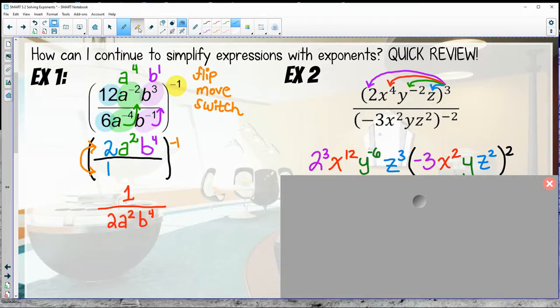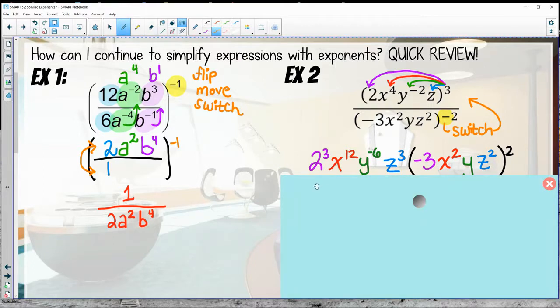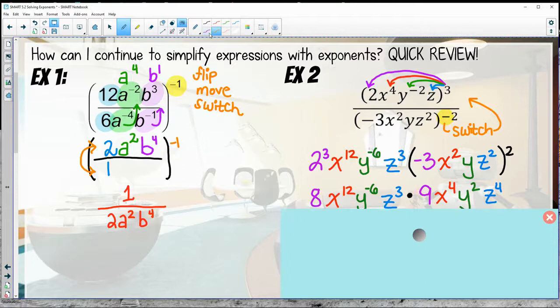The other thing that I did was I see that there was a -2 on the bottom. So what I did is I switched and moved that piece, all of this, to the top. So that's where this piece is coming from. And there I made the 2 exponent positive. And then from here, you can continue to distribute. You can square everything. So here's -3 squared, so there's where 9 came from. Here's x to the 4th. Here's y squared. And here is z to the 4th.